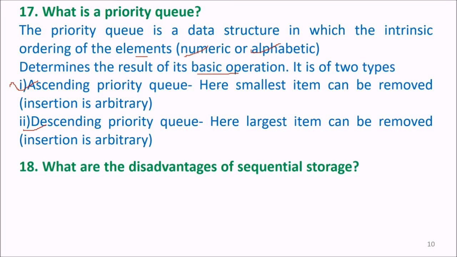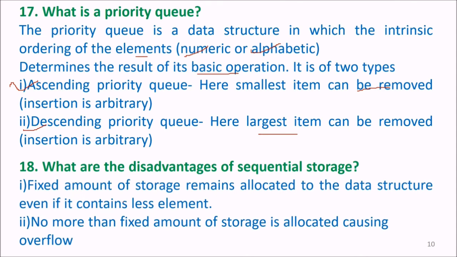In an ascending priority queue, the smallest element can be removed, and in a descending priority queue, the largest element can be removed. What are the disadvantages of sequential storage?